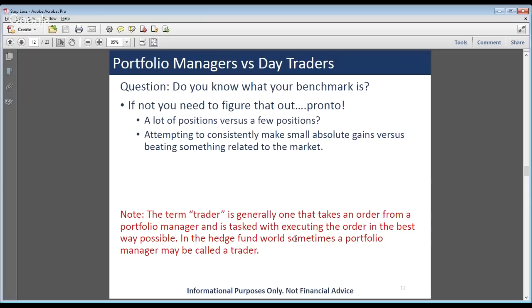But regardless, you need to know what your benchmark is, because if you don't, it's very hard to even understand the types of stop losses, where to set your stop losses, when to set your stop losses if you don't know your benchmark.